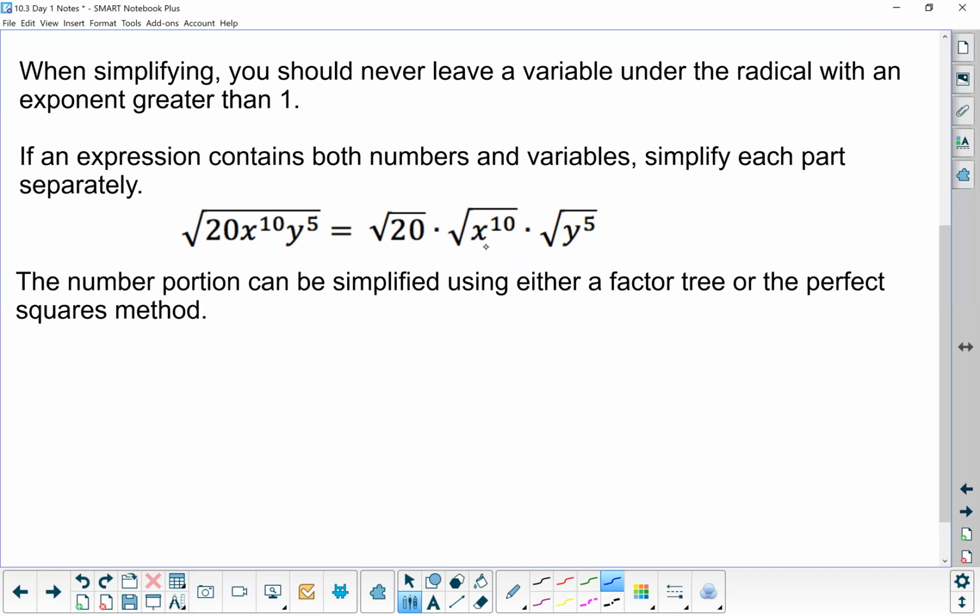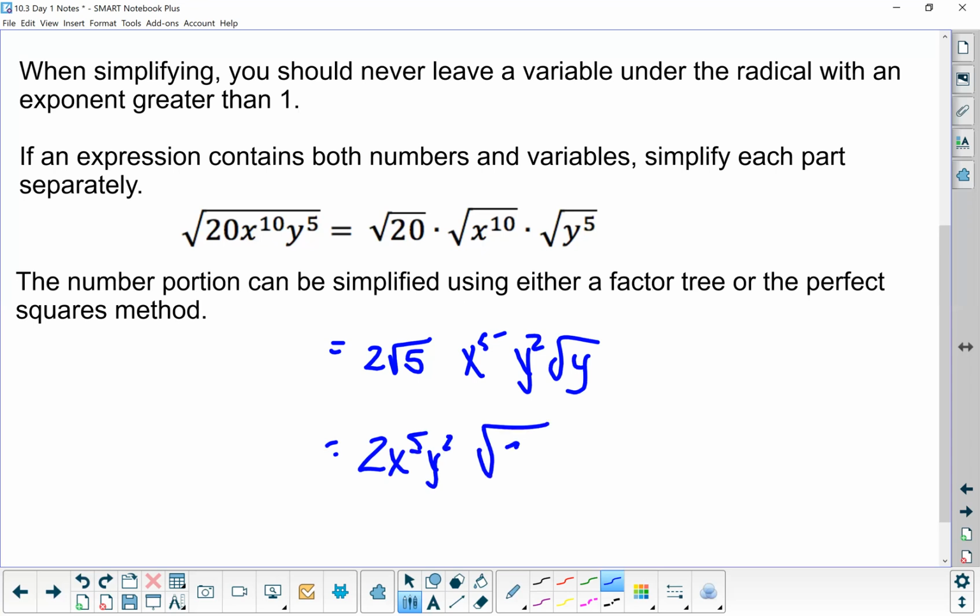The number portion can be simplified using either a factor tree or the perfect square method. The variables will be simplified like we did right above on this problem. If you want to know, yes, this does simplify into 2 root 5. And then we would have x to the 5th, y squared, square root y. So we would rewrite that all together: 2x to the 5th y squared times the square root of 5y.